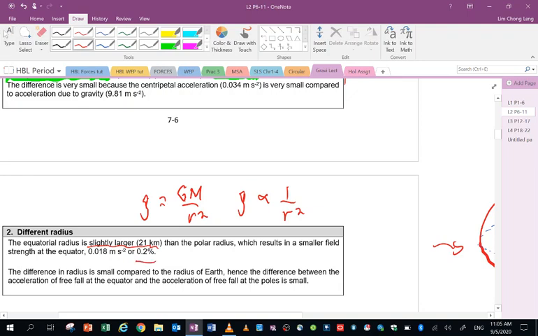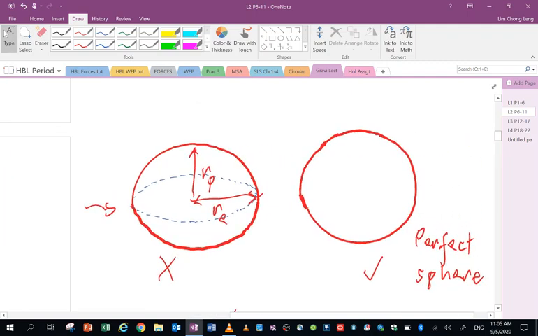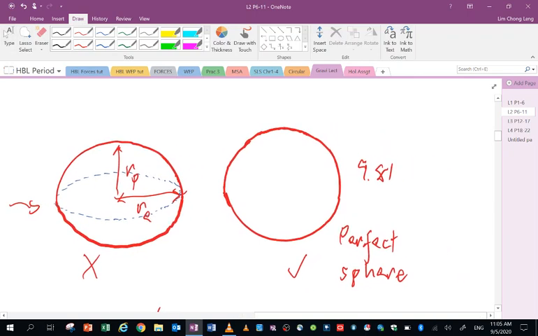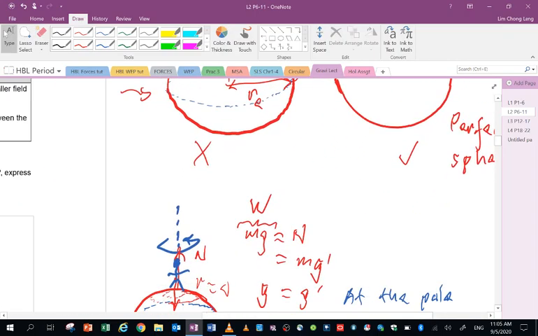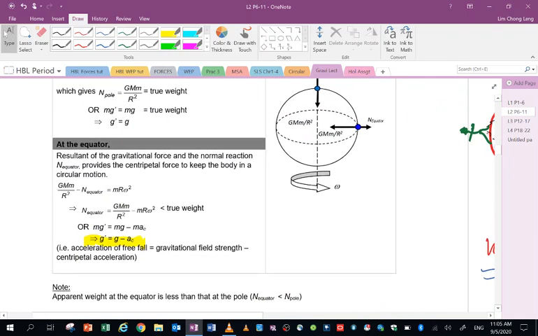So there are actually two effects on g. One is the radius, but because at A level we take Earth as a perfect sphere, everywhere on Earth g is the same, 9.81 meters per second squared. If we were to consider the effect of rotation, then at the equator, g will be smaller by 0.034. Okay, this is the centripetal acceleration, right?